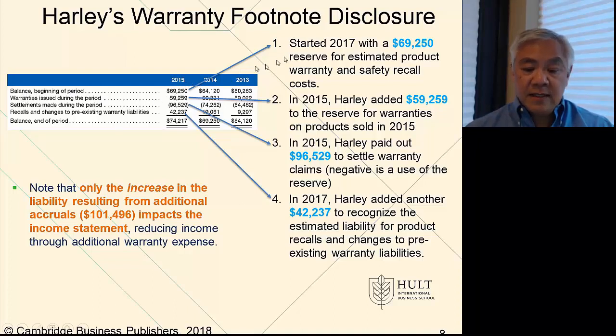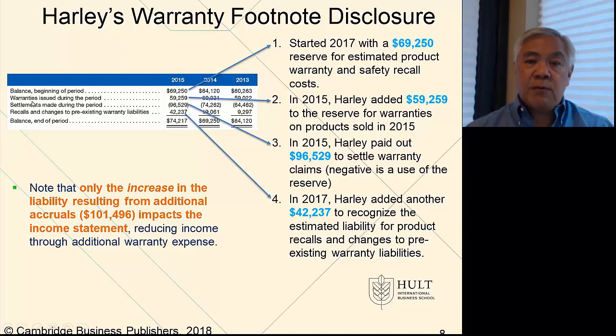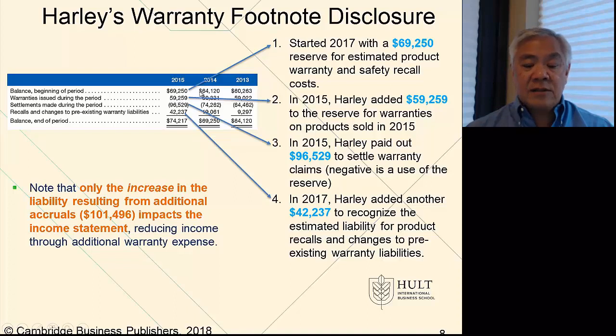The first row is the start of the year. We started the year with $69 million in this reserve for warranties and recalls. The next three represent what happens during the year of 2015. We had some warranties because we sold more motorcycles and other products, so we have to add to this reserve and charge expense. The next row is settlements made during the period. These are a negative number, $98 million. We settled. Settle could be a replacement or it could be repair of a defective product.